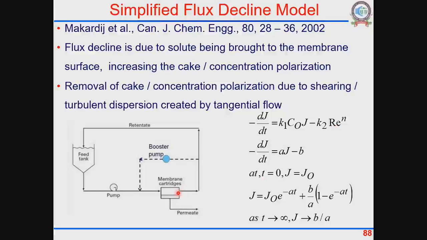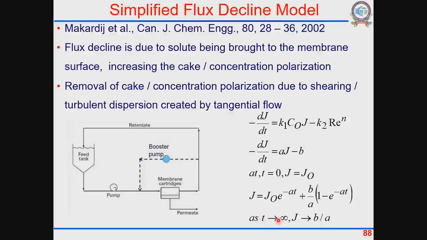So if you take a particular geometry and a particular flow rate, the Reynolds number is just a constant, and these are also constant depending on the operation. So minus dJ by dt is aJ minus b. If we integrate this, at time t equal to 0, let's say the flux is J0, and then we can integrate this as J equal to J0 e raised to minus a t plus b by a into 1 minus e raised to minus a t.